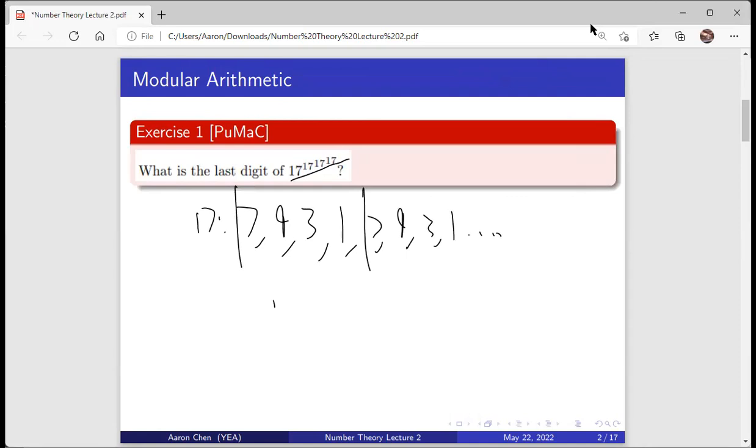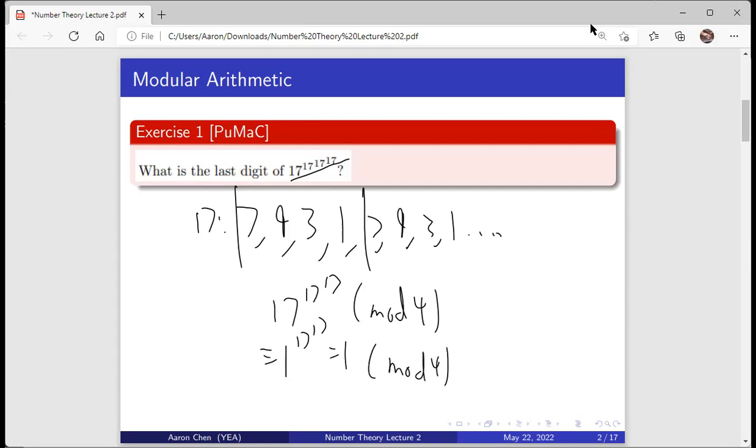So really all you do is write 17 to the 17 to the 17 mod 4. And this is just 1 to the 17 to the 17, or 1 mod 4. And so that means that the last digit must be the first number in the cycle, which is 7. So the answer is 7. And so that's the first exercise.